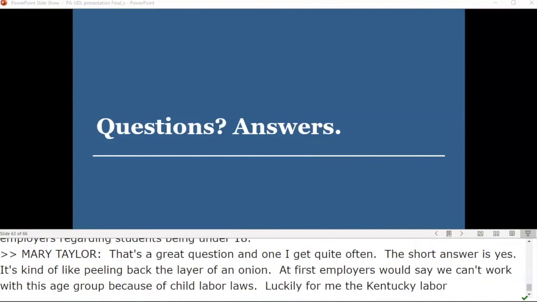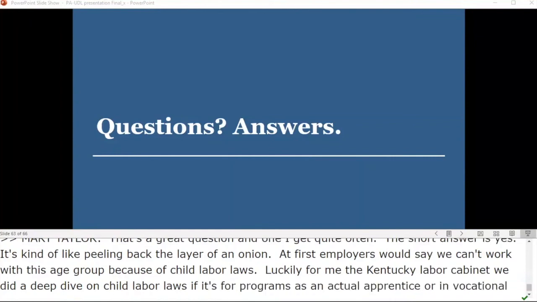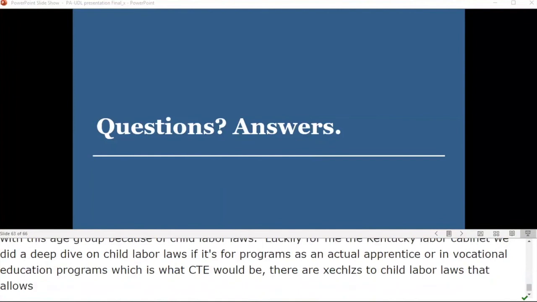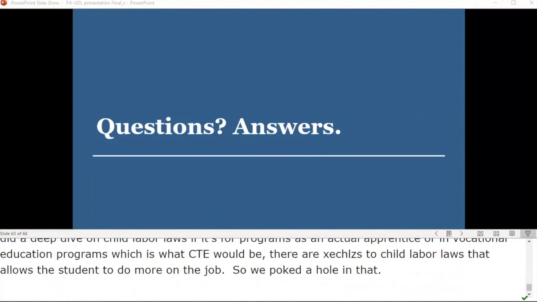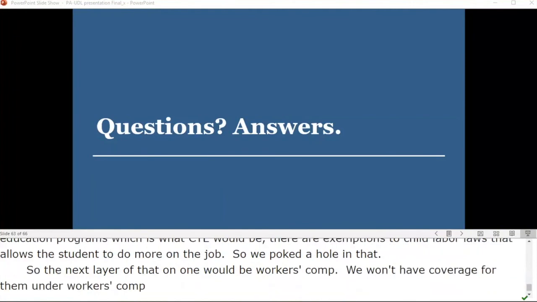And if it's for programs such as an actual apprenticeship or vocational education programs, which is what CTE would be, there are actually exemptions to child labor laws that allow that student to do more on the job. So we kind of poked a hole in that. And then the next layer of that onion would be workers' comp. We won't have coverage for them under workers' comp. Well, we actually created a program called YES, which stands for Youth Employment Solutions, because I literally got tired of hearing no. And so we love our acronyms again.